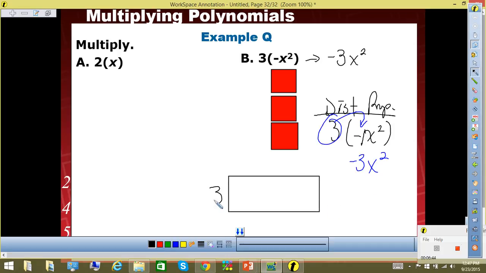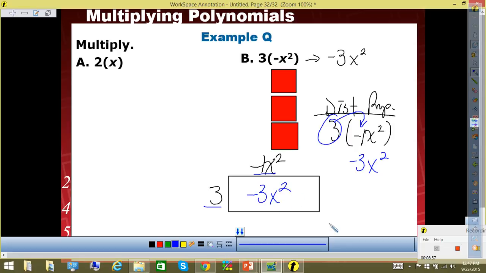Length here is 3, or width, and then the length is negative x squared. And once the coefficient is negative 1, therefore 3 times negative 1x squared, that's negative 3x squared for the area. We got this? All right. So I just wanted to introduce so you can see all the different ways that we can multiply.